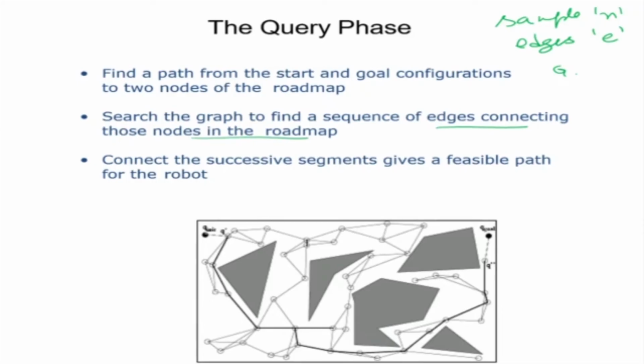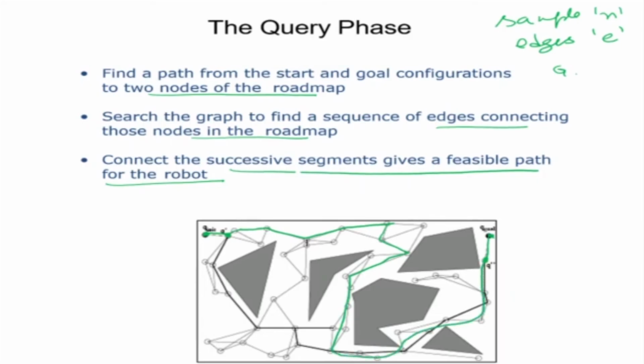So for example, I have my initial point here and my goal point here. What I need to do now is find a path from the start and goal configurations to two nodes on the roadmap. So for example, I find to this, again I can use Euclidean distance, which is nearest, and from here I find this one. Now we have connected to the roadmap. Now connecting the successive segments gives a feasible path for the robot. For example, I go like this, this way, this way, coming all this way, and then coming here.